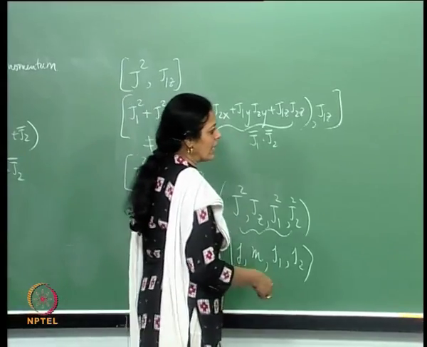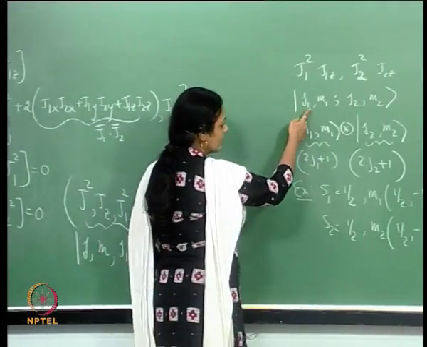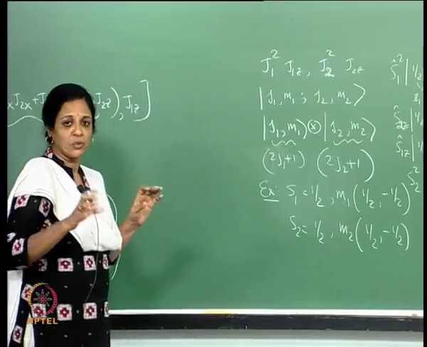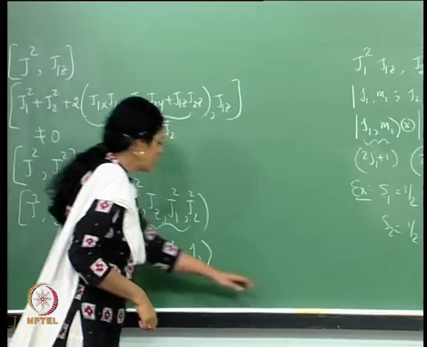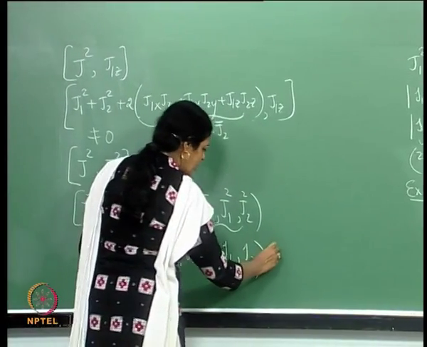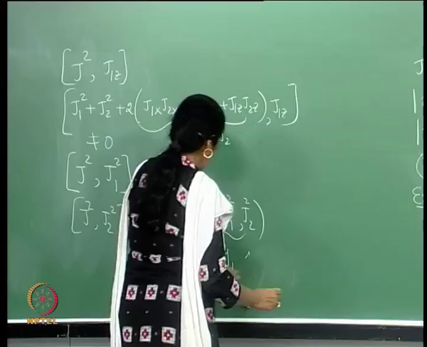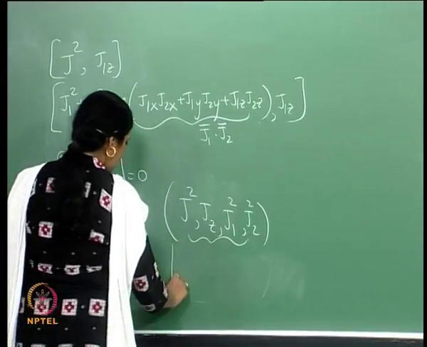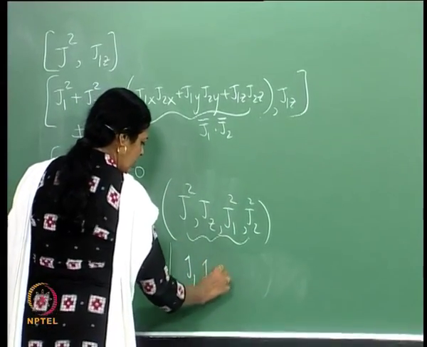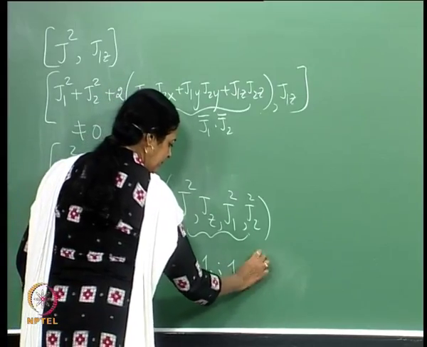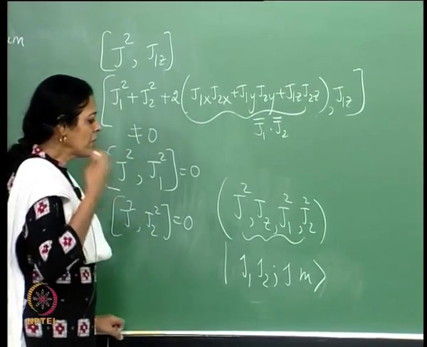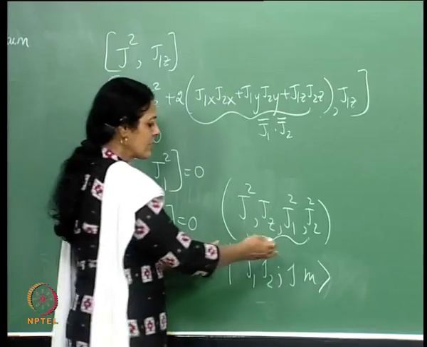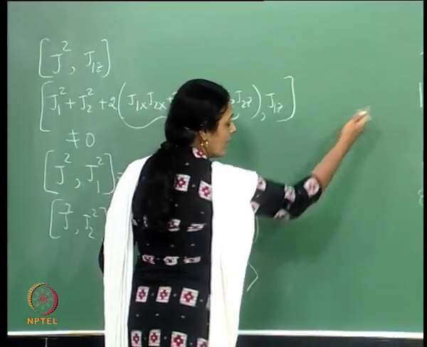If I were looking at the uncoupled basis, that is where the two spins were not interacting with each other, then I could well use j1 m1 j2 m2. And to get this notation nicely, I would like to call this j1 j2 jm, so that we may be clear in our minds that this is the coupled basis and that is the uncoupled basis.